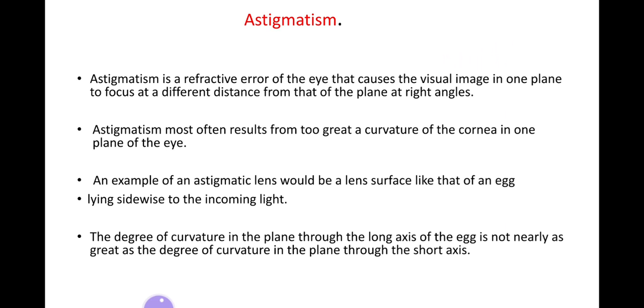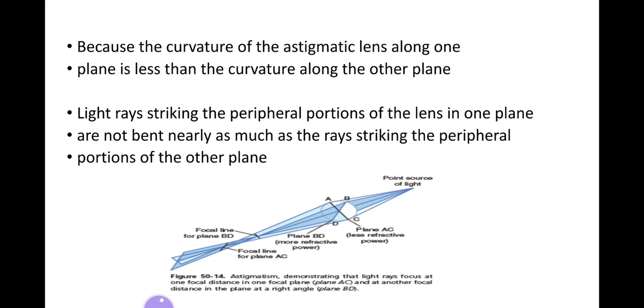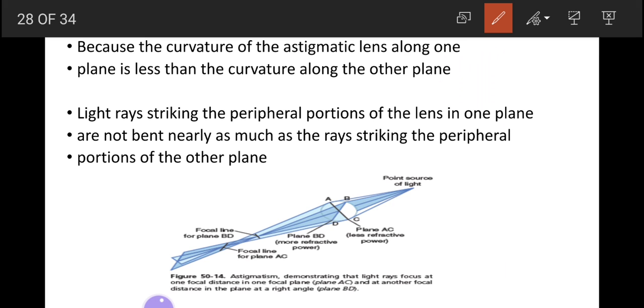to the incoming light. As you know, the degree of curvature in one plane of the lens, the long axis of the lens, is not nearly as great as the degree of curvature in the plane through the short axis. Because the curvature of the astigmatic lens along one plane is less than the curvature along the other plane, light rays striking the peripheral portion of the lens in one plane are not bent nearly as much as the light rays striking the peripheral portion on the other plane.